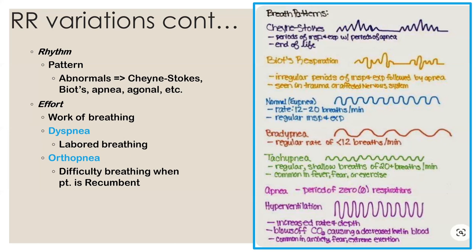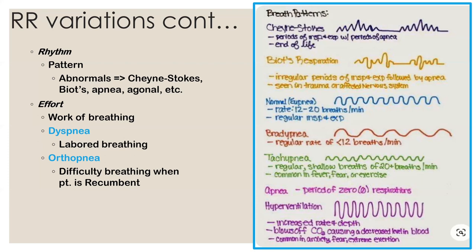You start to see retractions, which is where they are breathing in so deeply that you can see the spaces in between their ribs, or the spots in between the bones in their neck, and things like that. We'll talk about that more in our physical assessment chapter, but that's what you're talking about when you're talking about respiratory effort. And then there's dyspnea, meaning labored breathing. And then orthopnea. With orthopnea, these are patients who are having difficulty breathing when they're laying flat. You'll see patients say that they maybe sleep in a chair at night because it's easier for them to breathe.